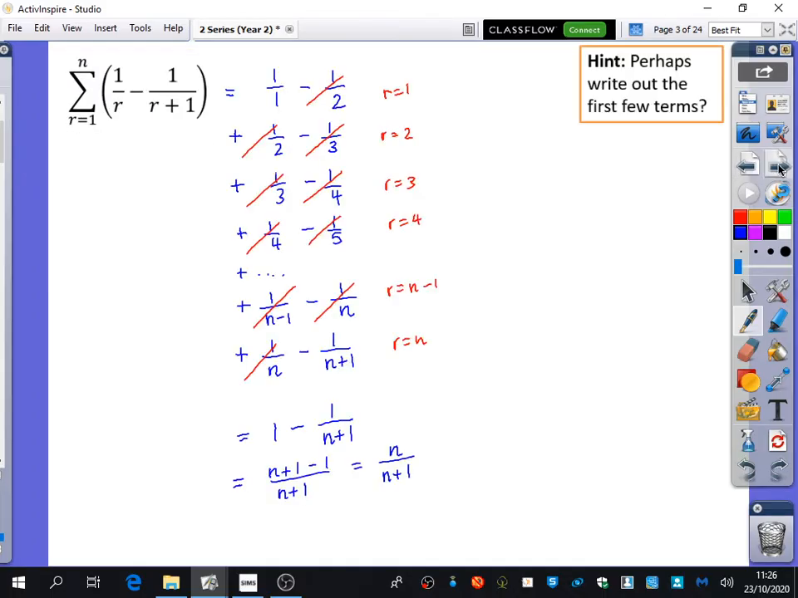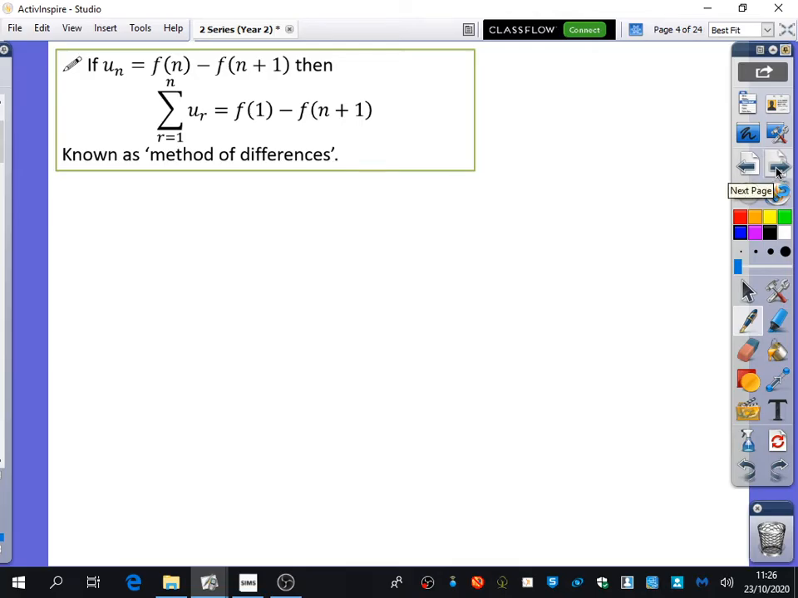Did anybody need a bit more time on here? So here it just says, if un equals f of n minus f of n plus 1, then this thing here is true. This is known as the method of differences, but I want to break this all down a little bit more, okay? Un just means the term in the nth position.